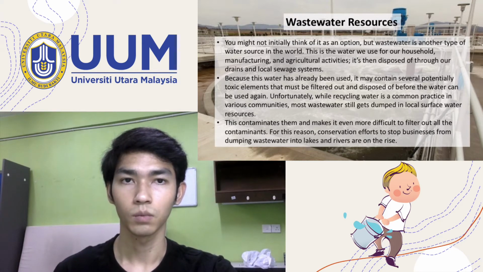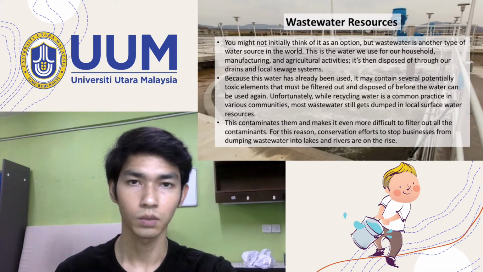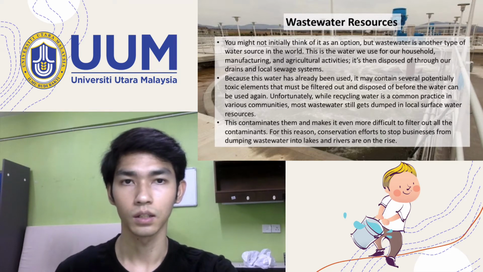This is the water we use for our household, manufacturing, and agriculture activities. It is then disposed of through our drains and local sewage system. Because this water has already been used, it may contain several potentially toxic elements that must be filtered out and disposed of before the water can be used again.